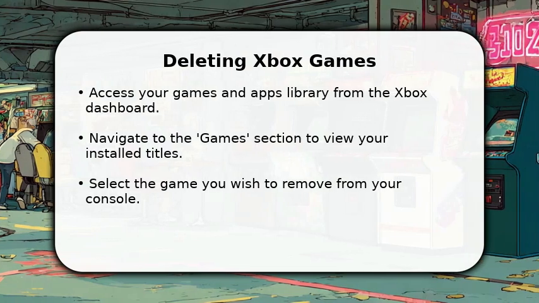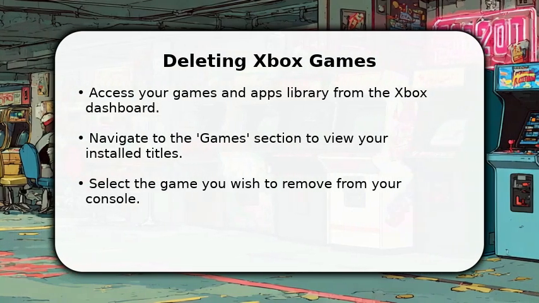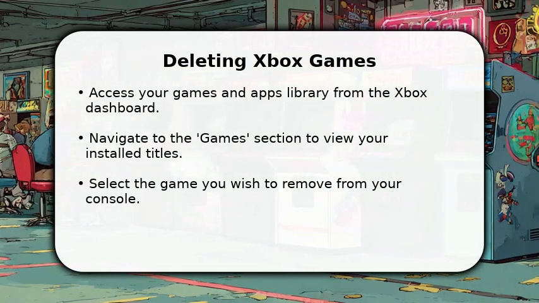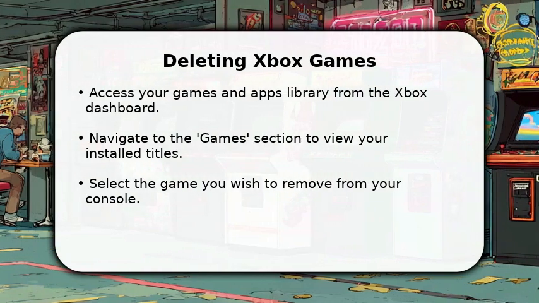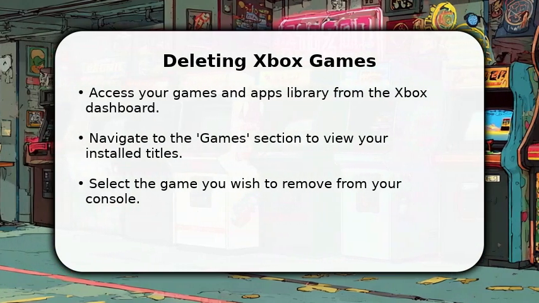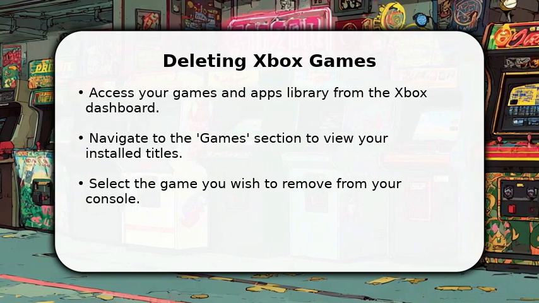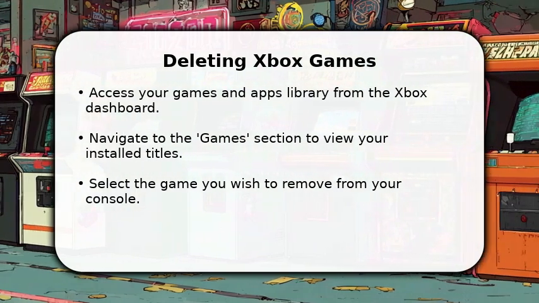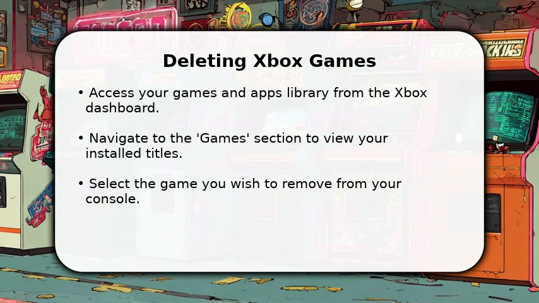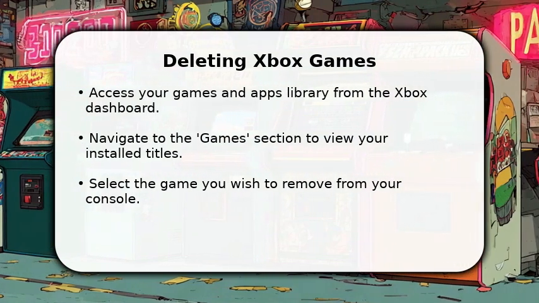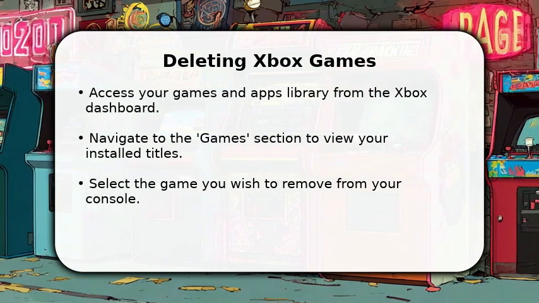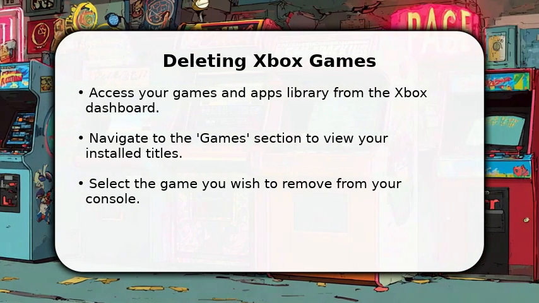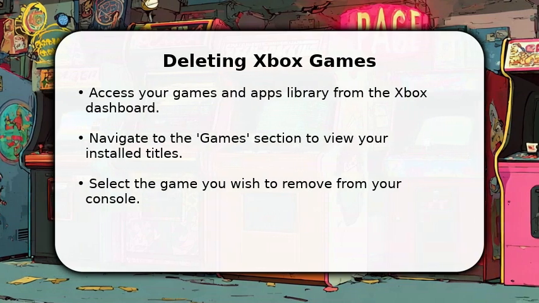In this video, I will show you how to delete an Xbox game. To begin, power on your console and navigate to the main dashboard. From there, locate and select the My Games and Apps tile. This will open your full library of installed titles. Scroll through your collection and highlight the specific game you wish to remove from your system. This initial step is crucial for managing your console's storage effectively and keeping your library organized.